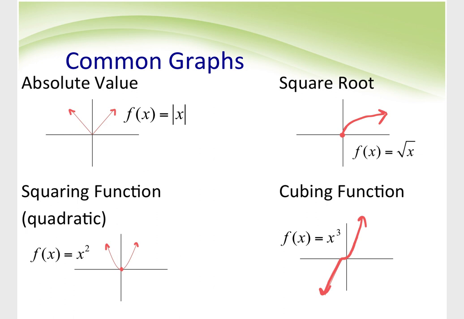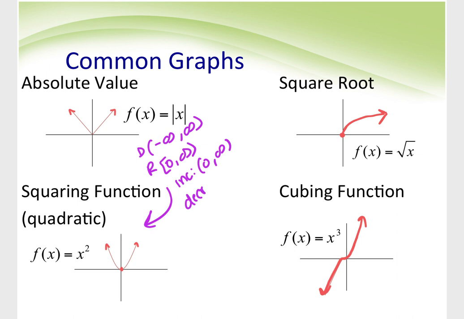So what would be the domain on absolute value? What would be the range? 0 to infinity. Good. And it's going to be the same for your quadratic function too, okay? Where is it increasing? Good. 0 to positive infinity, parentheses on both. Where is it decreasing? Good. Again, parentheses on both. So that's true for both of those.